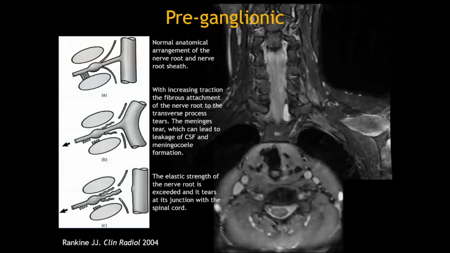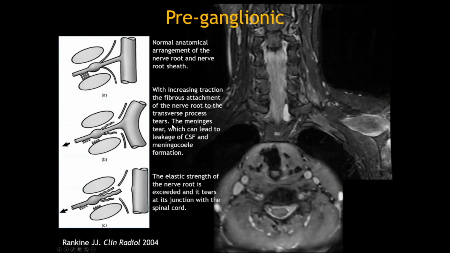As far as preganglionic injuries go, it's important to understand the anatomy here. Here you can see the nerve root as it emerges from the spinal canal. It is encased by the nerve root sheath. And you can have various grades of injuries where the nerve root sheath itself is injured, but the nerve root itself is intact or stretched. And then finally, in more severe cases, you have both ruptures of the sheath as well as the nerve root itself, obviously being a more severe injury.